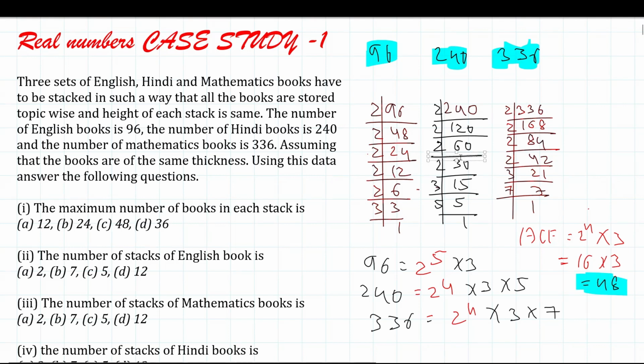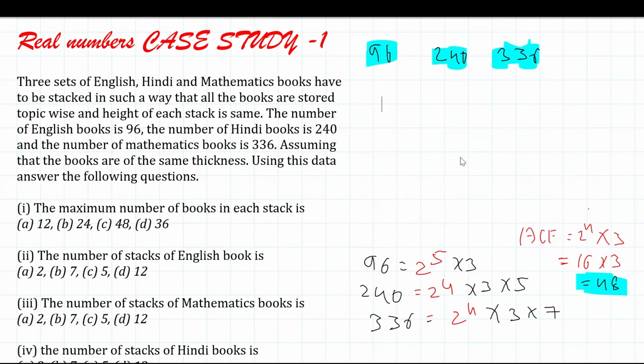Now coming to the next part, say if I make some space over here, this is the number of stacks of English books. So how many English books are there? If you see, the number of English books is 96. So 96 books are there and in a single stack there are 48 books.